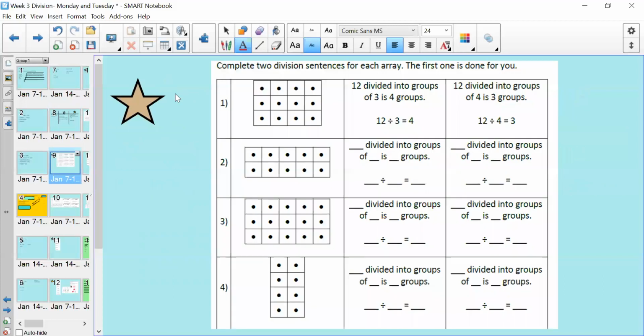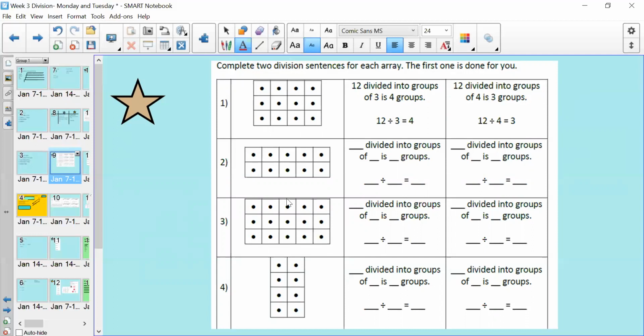So this is the bronze challenge. So you can see the first one has been done for you. So you've got 12 dots, it's been divided into 3 groups of 4. Therefore, the sum is 12 divided by 4. And then this one, they've done it the other way around. 12 divided into 4 is 3 groups. And then here is the division sum.